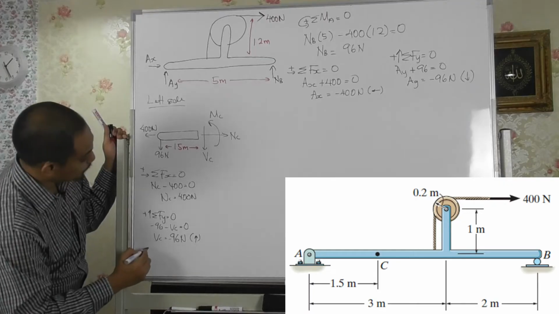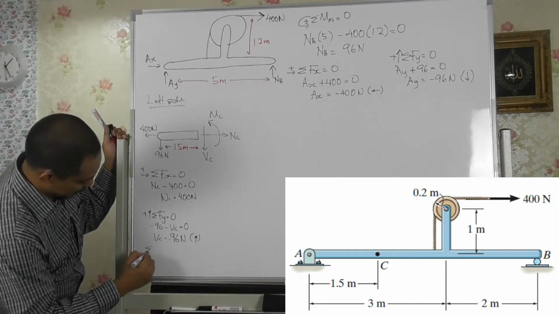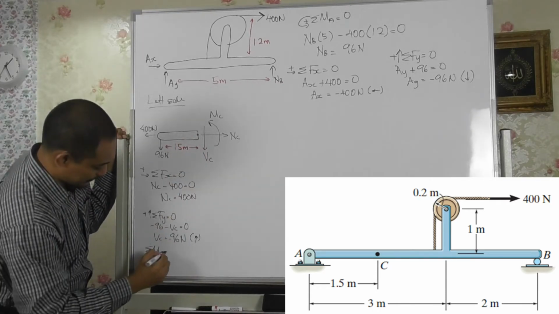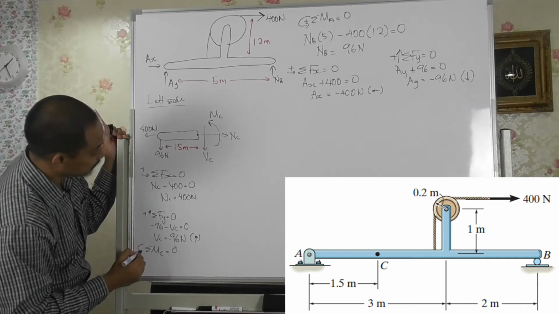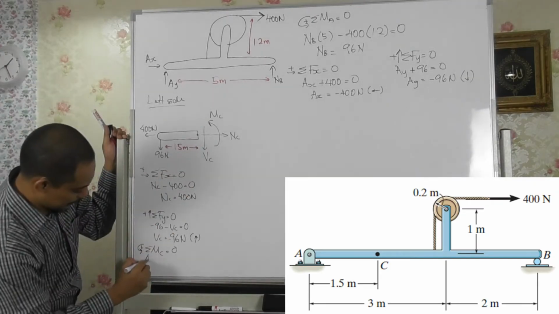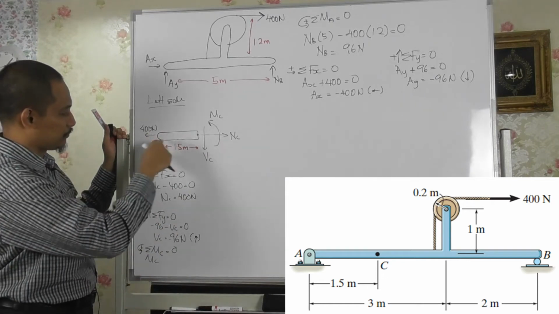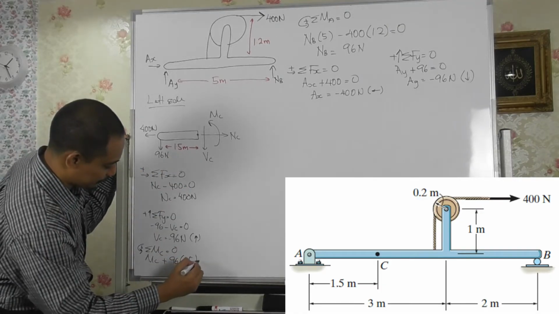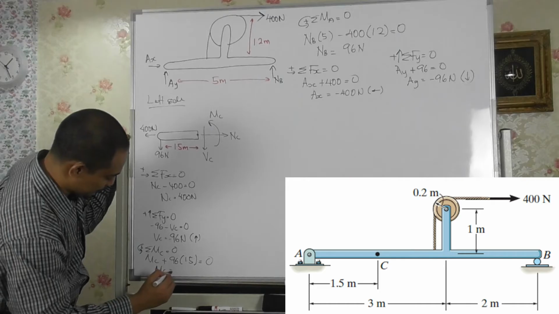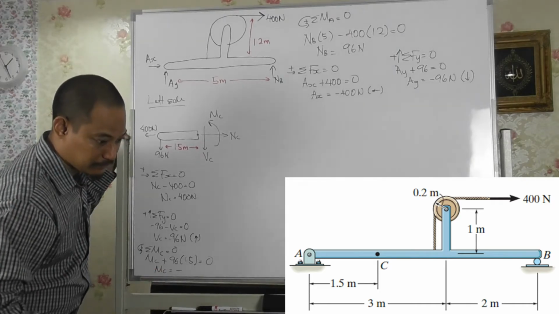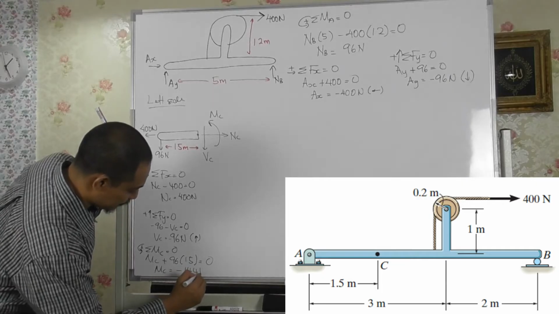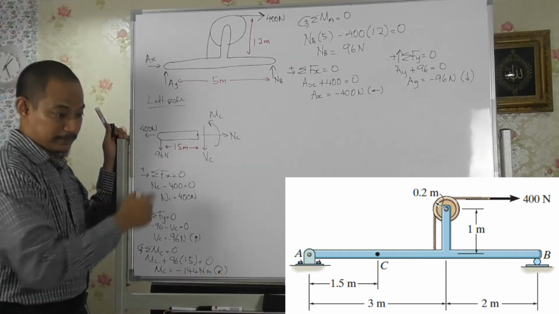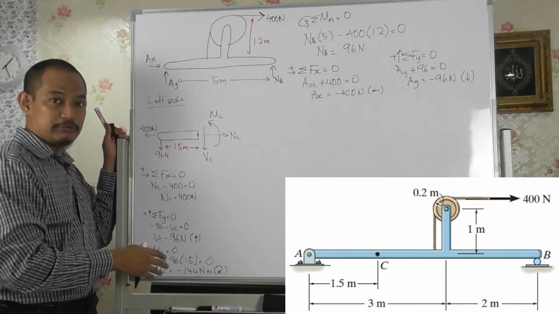And if you use summation of moment about C, this is point C, right? About C equal to 0, if you take counterclockwise as positive, so you have MC, this one, right? So plus 96 times the distance of 1.5 equal to 0, so MC equal to, it will be negative 144 Newton meter, meaning it's the opposite way, it's clockwise, right? So that is if you solve for this part.